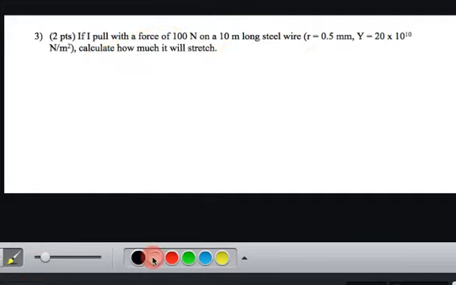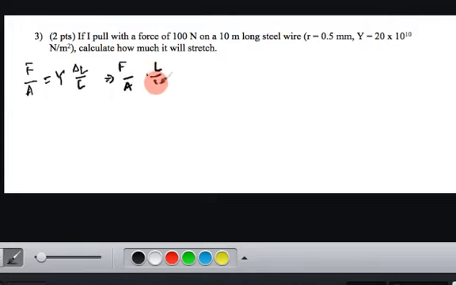Let's see. Okay, so force, I have the Olympics on in the background, equals Y delta L over L. We're solving for delta L. That goes to F over A times L over Y is delta L. The trick here will be to watch the units.